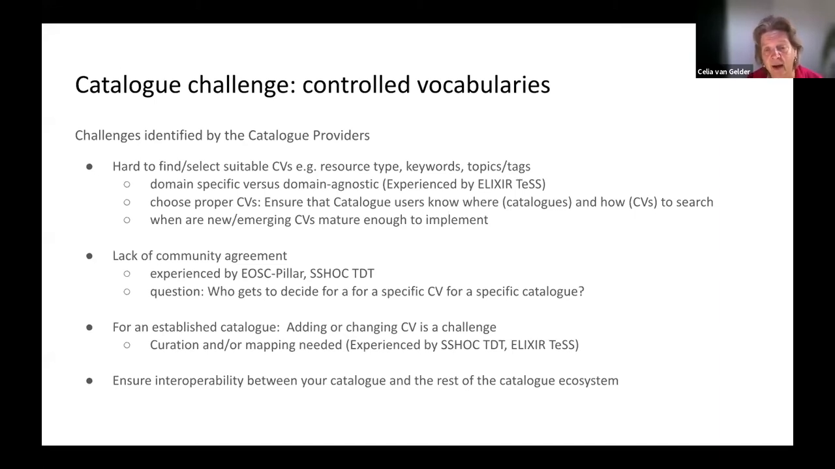And then finally, what we all want to achieve is that we want our catalogs to be interoperable in a catalog ecosystem that we currently do not know how it's going to look. So this in a nutshell would sum up our challenges related to the controlled vocabularies. I don't know, Ellen, if I missed anything. And if not, I would really want to get some input from the audience on how they look at that.